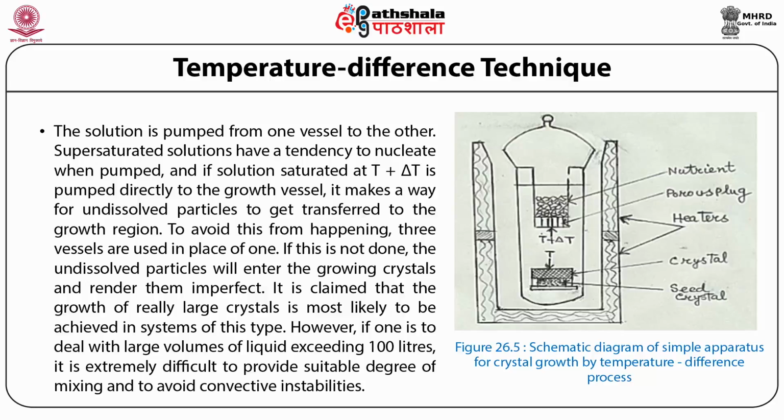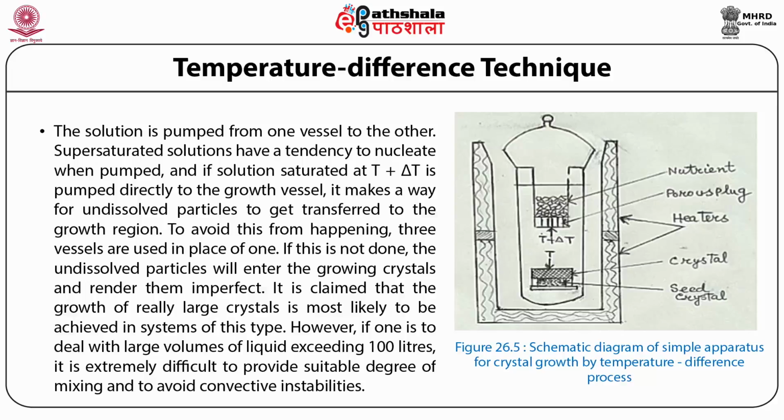Saturated solutions have a tendency to nucleate when pumped, and if solution saturated at T plus delta T is pumped directly to the growth vessel, it makes a way for undissolved particles to get transferred to the growth region. To avoid this from happening, 3 vessels are used in place of 1. If this is not done, the undissolved particles will enter the growing crystal and render it imperfect.